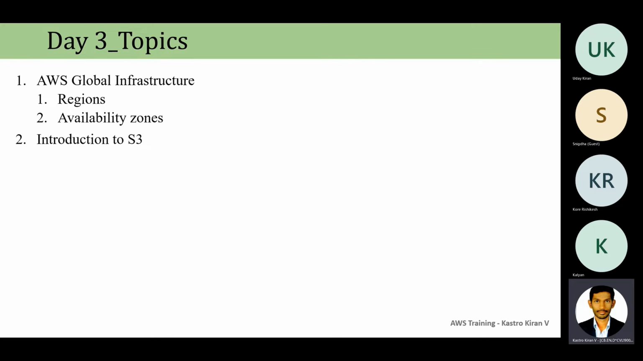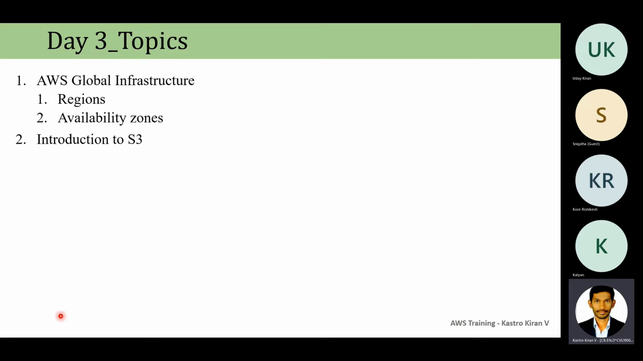Then we'll be talking about the introduction to S3, which is the first service we are going to start. S3 is called the Simple Storage Service. Anyway, I'll talk about that once we finish the concepts related to the AWS global infrastructure. Now let's go back and talk about the AWS global infrastructure.